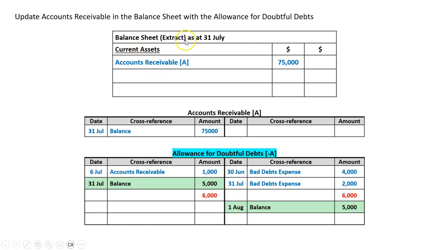But what we should do in the balance sheet at the end of July is say accounts receivable is 75,000, but we're not going to collect all of that. What we should do is less the allowance for doubtful debts of 5,000, which is the balance here. So I really only think I'm going to collect $70,000 of that in the future.